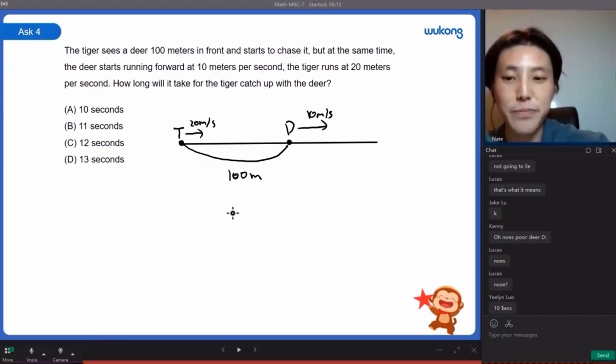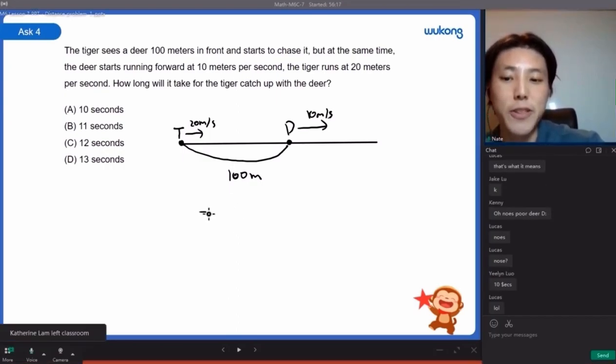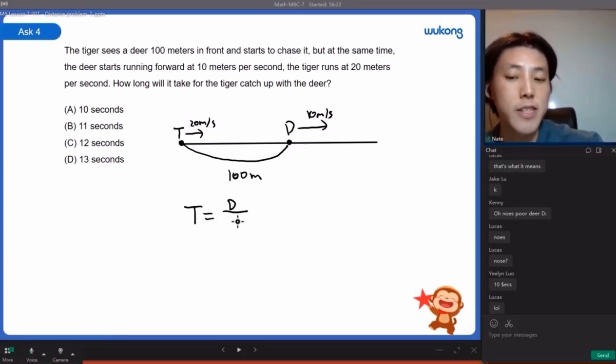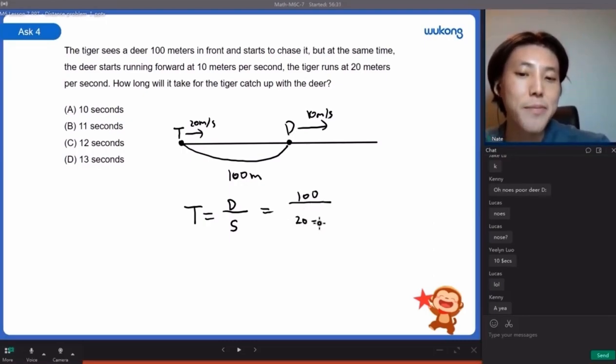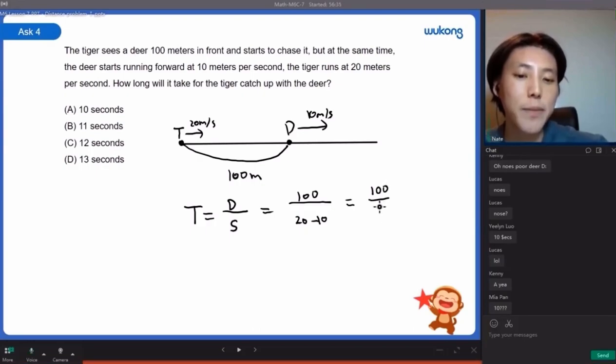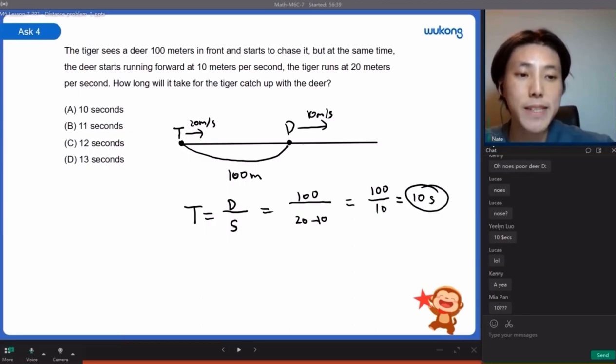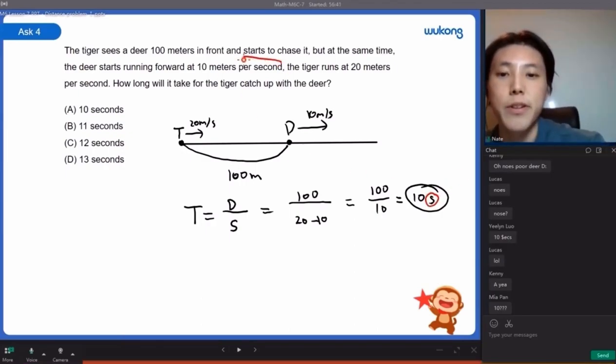So we want to look for time, right? Time is going to equal the distance apart from each other over the difference of speed. And that's going to equal 120 minus 10, which is 100, divided by 10, which equals 10 seconds. It will be in seconds because your unit is in terms of seconds.